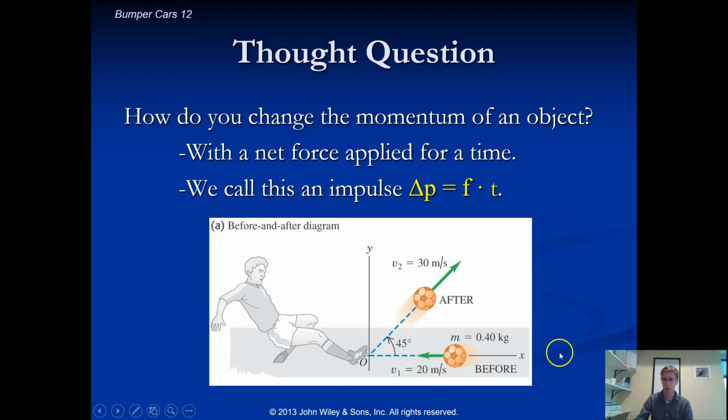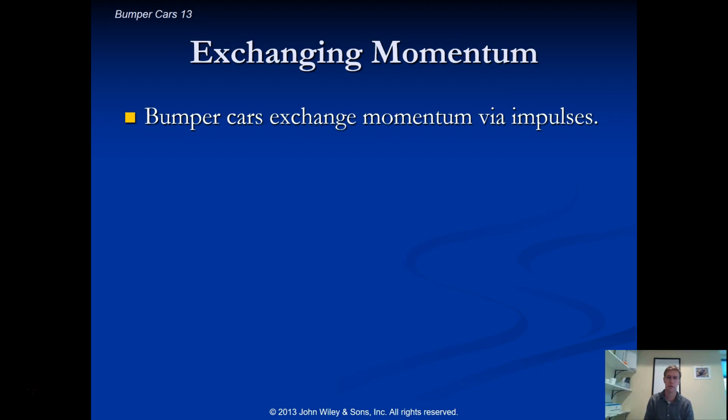So here you see a ball's moving in one direction, it gets kicked off in a different direction. This guy's foot applied a force to it over some period of time, giving it a change in its momentum. And you could actually calculate, based on the velocities and the masses, what the change in momentum is, which would allow you to figure out what the impulse is, which would let you figure out the force if you knew the amount of time. And we're going to do that in an example problem here in a minute.